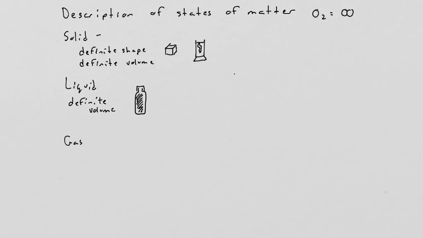Right? But it doesn't have a definite shape, because if I take the cap off my liquid, I can pour that liquid into a cup, and it will take the shape of the cup I just put it in. I can pour it in any shape cup I want. And that means it has an indefinite shape. Another way of saying that is basically it takes the shape of the container you put it in.